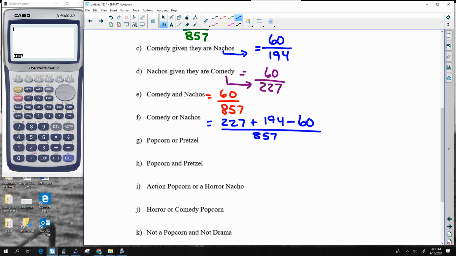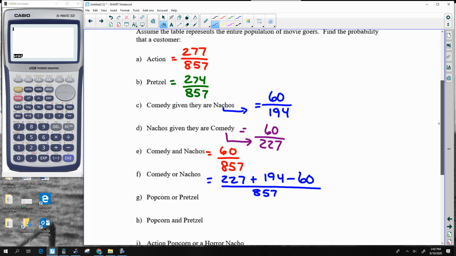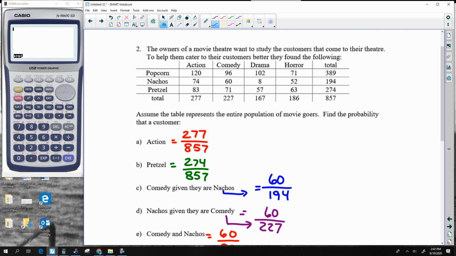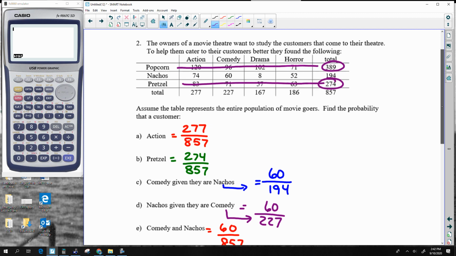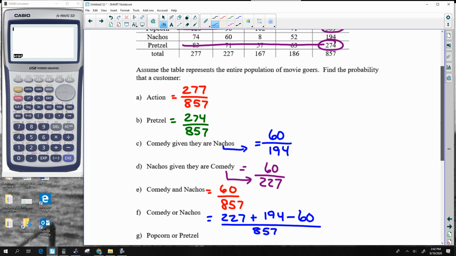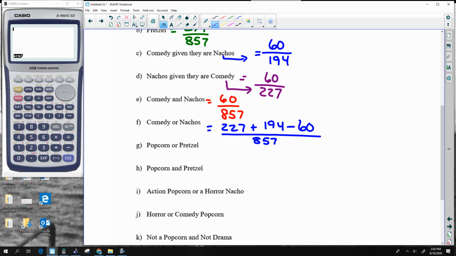Popcorn or pretzels is next. So that would be the number of popcorns plus the number of pretzels minus the popcorn pretzels. So the popcorns, pretzels, minus any intersection, and there isn't. So that's 389 and 274, minus any intersections, there wasn't, out of the total.